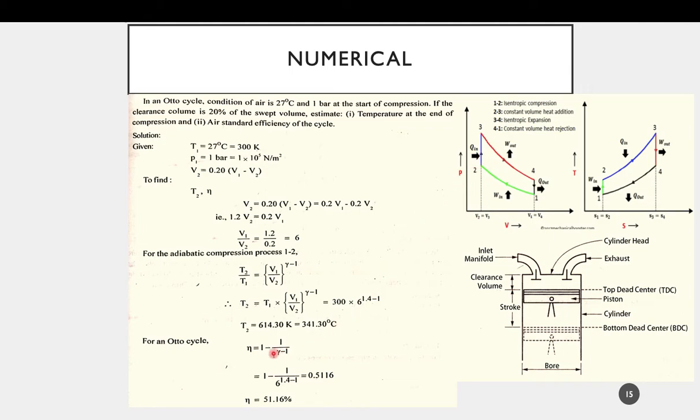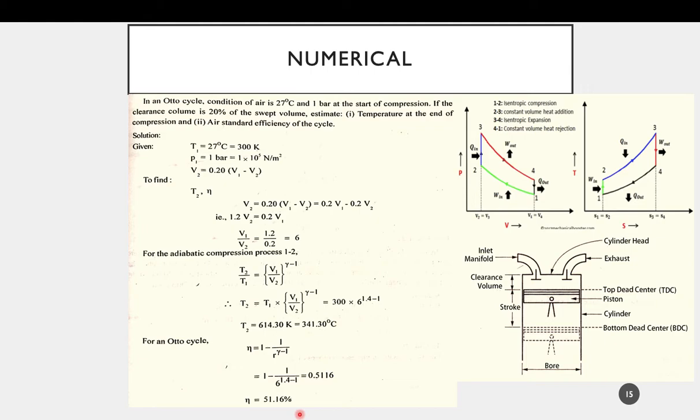Now we need to find the efficiency of the cycle. The expression is 1 minus 1 by r raised to gamma minus 1. R is the compression ratio 6. Gamma is actually not given in the question, but since it is an air standard cycle, the working fluid is air. So for air, the value of gamma is 1.4. So 1 minus 1 by 6 raised to 1.4 minus 1, and you get the efficiency as 0.5116, that is 51.16 percent, which is the efficiency of this particular Otto cycle. I hope the problem is clear.